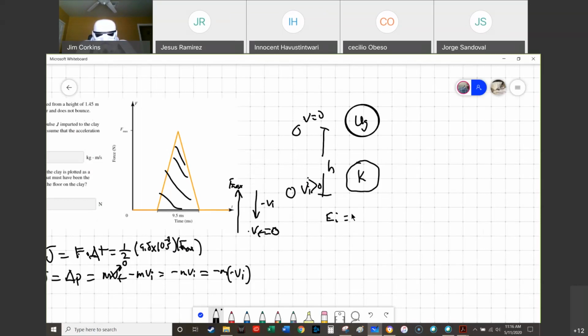So the initial energy is equal to the final energy. The potential energy due to gravity is equal to the final kinetic energy, or the kinetic energy right before impact. Which is mgh equals 1/2 mv squared. And this is actually the initial velocity here. The m's cancel out, and the initial velocity is going to be equal to the square root of 2gh.